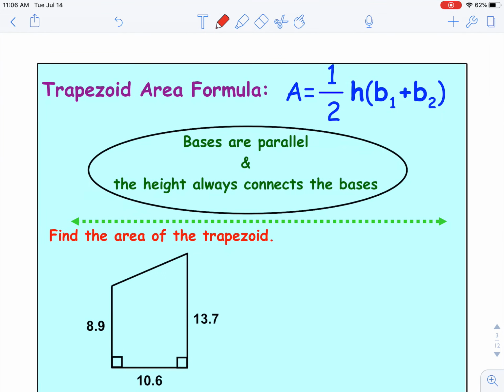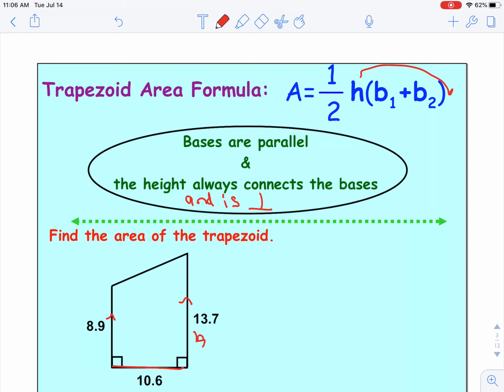So that's one way to look at the area of a trapezoid and maybe help you remember it for the future. So that is the formula for area of a trapezoid: area equals 1/2 the height times base 1 plus base 2, or you can put the height over here. Another way to think about it is that 1/2 base 1 plus base 2 is really the average of the bases. But remember, the bases are parallel and the height always connects the bases and is perpendicular.